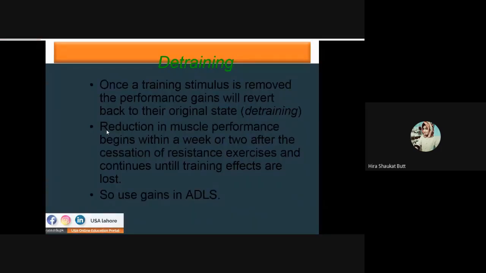So if you want to gain the adaptive changes permanently, you really need to use those functional activities, your ADLs, your maintenance programs, simple exercises that can be done in any setup, even in the bedroom or a home-friendly setup, just in order to keep those positive effects which you have gained. Once the training stimulus is removed, the performance gain will also be reverted back. All right.